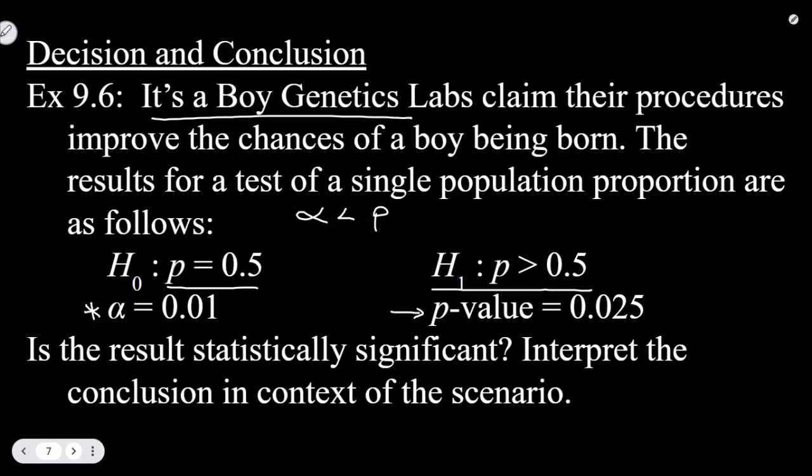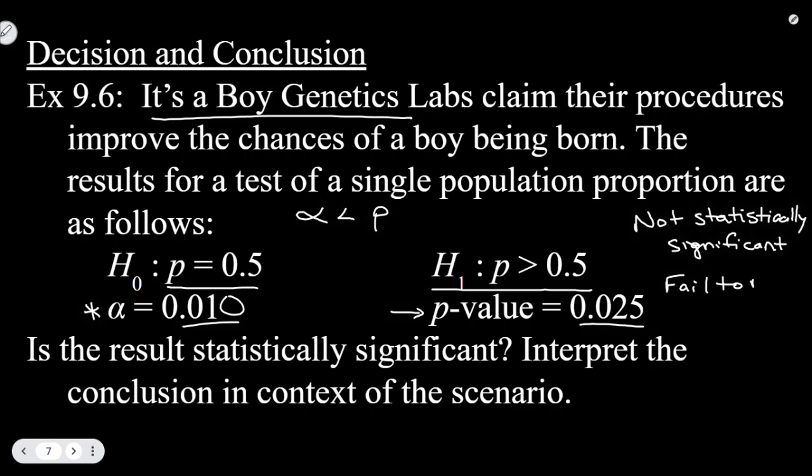If you need to add another 0 to compare, you're looking at 10 thousandths compared to 25 thousandths when we compare these two. So alpha is less than p. So this is not statistically significant. And if it is not statistically significant, we fail to reject the null hypothesis.